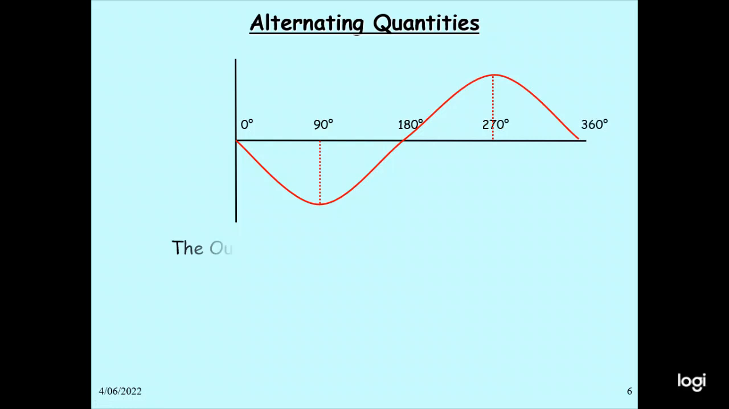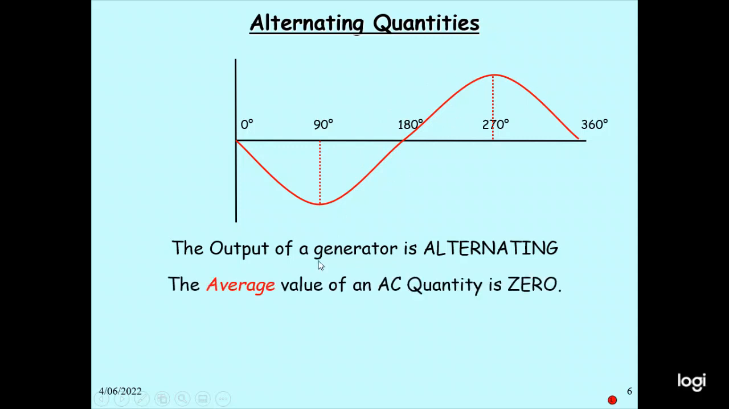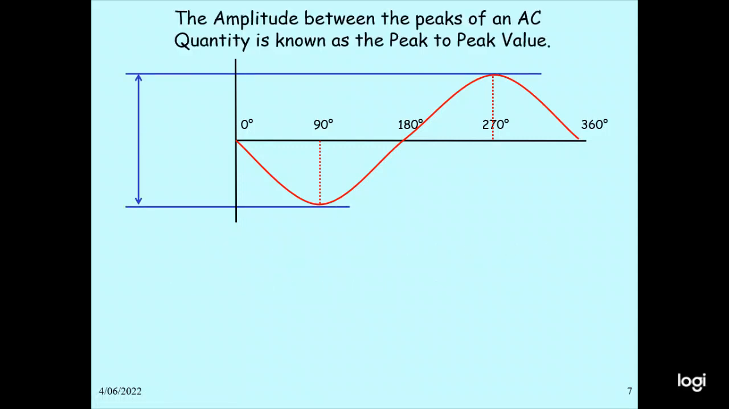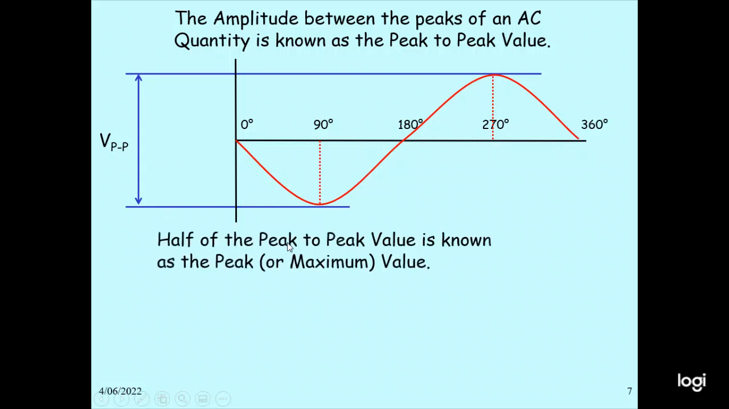The alternating current is like this. The output of the generator is alternating. The voltage will go from 0 to minus 90 and plus 90 like this. For an alternating current quantity, the average value of the AC quantity is 0. The amplitude between the peaks of the AC quantity is known as the peak-to-peak value. So from this peak to this peak, that is the peak-to-peak. Half of the peak-to-peak value is the peak or maximum value. So VP is the peak or maximum value. VP-P is 2 VP.